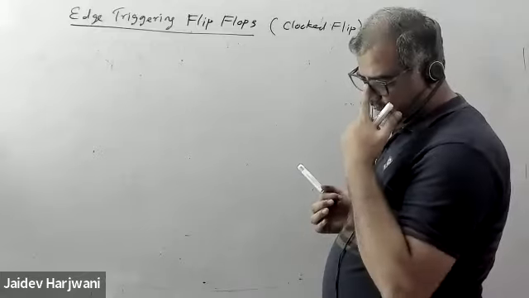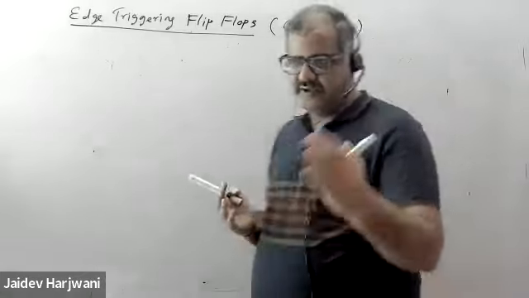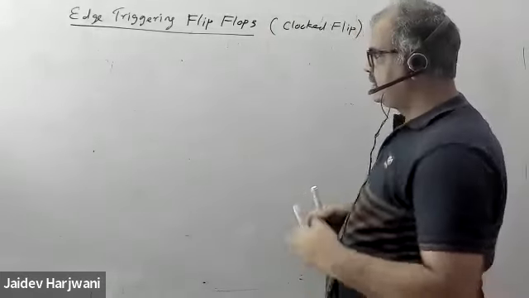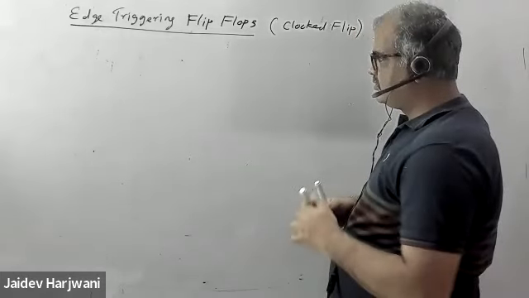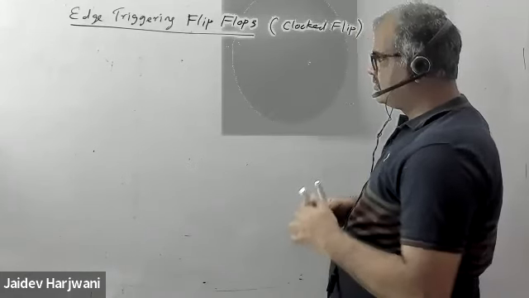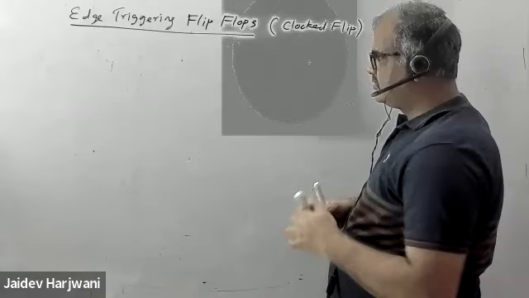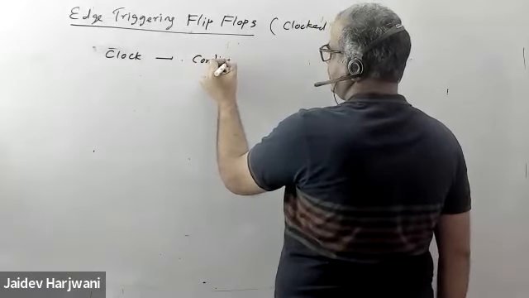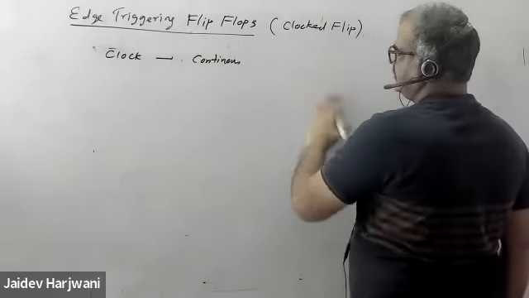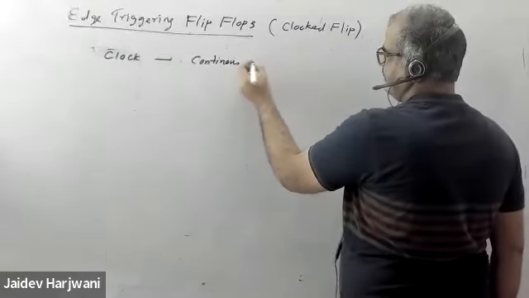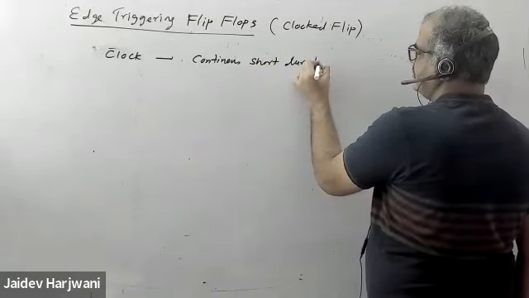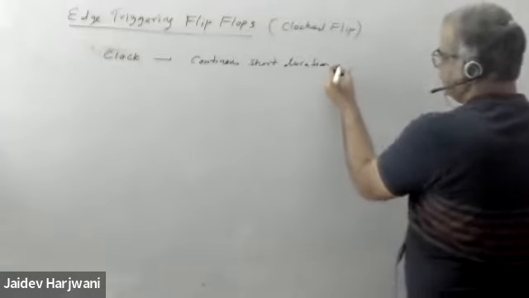But enable can be 0 or 1. Here the clock will be continuously changing. So what is a clock? A clock is your continuous, short duration spikes.